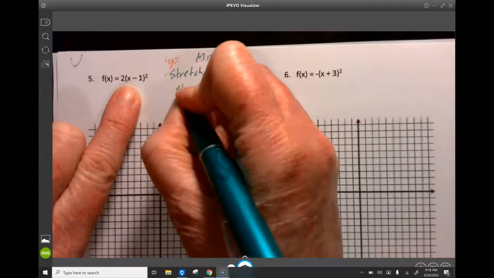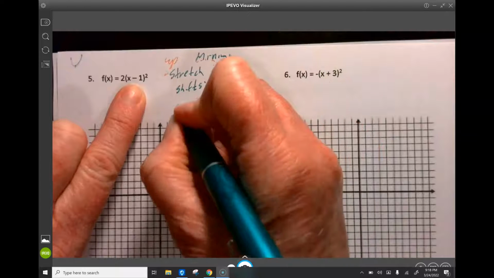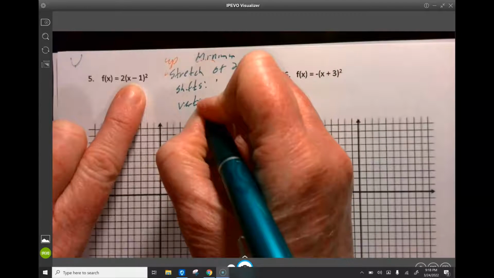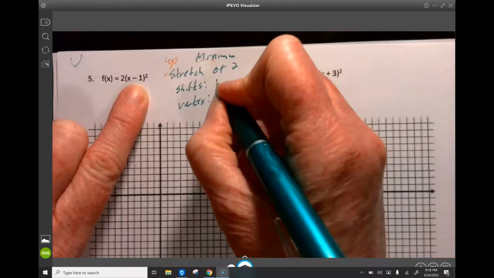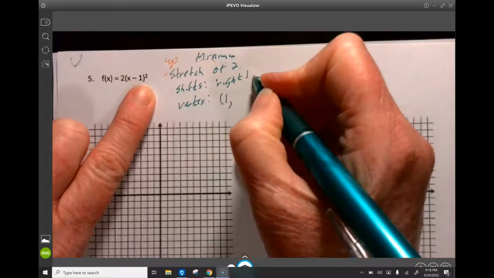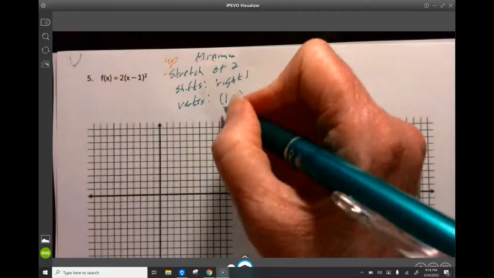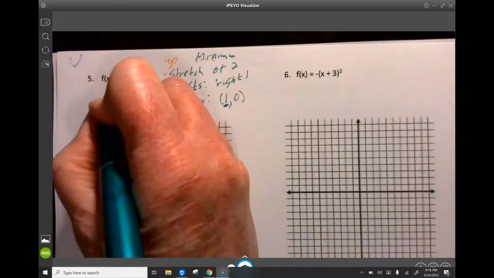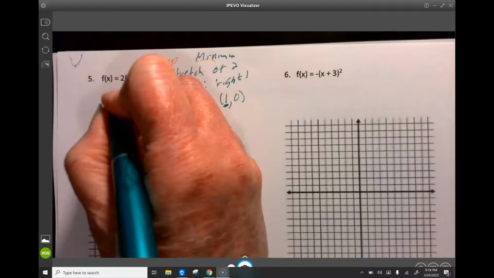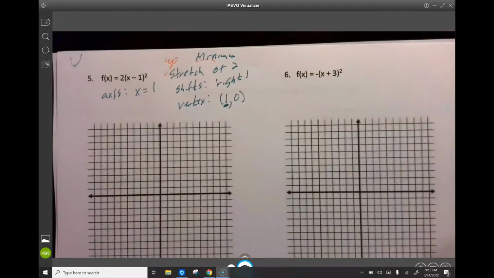As far as my shifts, we're going to do the vertex at the same time. It shifts right 1, so that's going to be a positive 1, and then it doesn't shift vertically at all. Okay? I can then tell my axis of symmetry is right there, so my axis is going to be x equals whatever x is, and here that is 1. Okay?